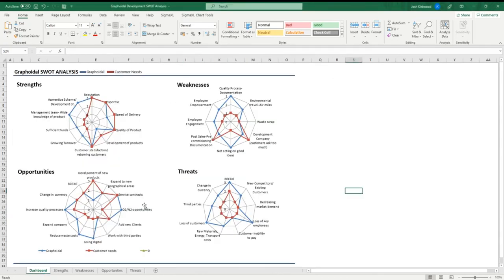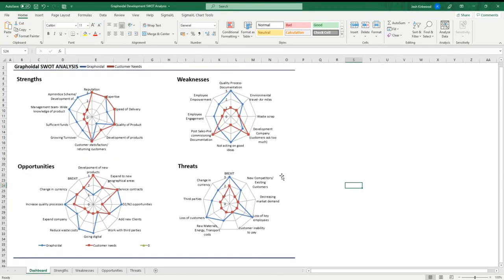So going back to the dashboard, as you can see, that's all strengths, weaknesses, opportunities, and threats on one dashboard. I thought it was quite a nice way to visually show my SWOT analysis.